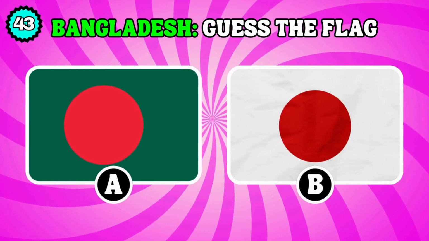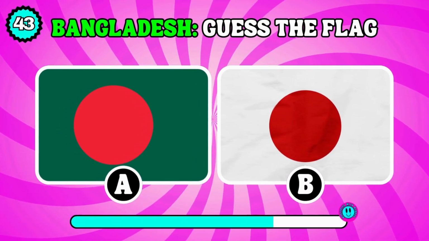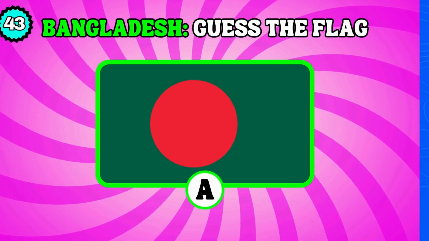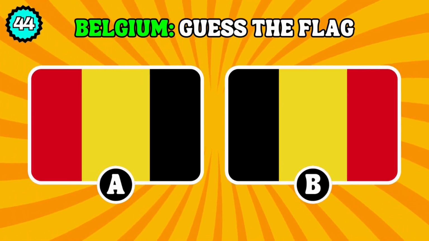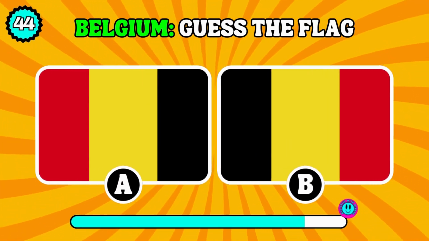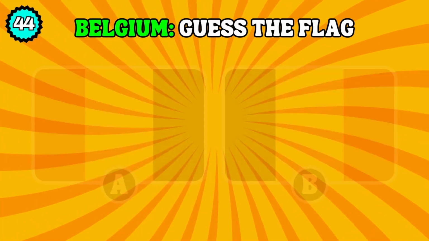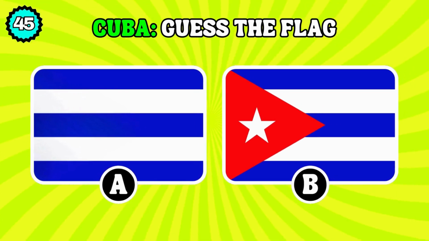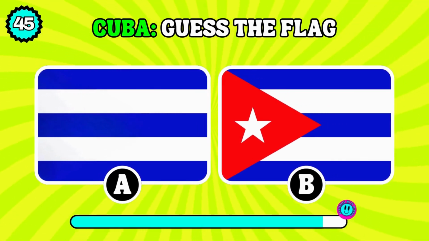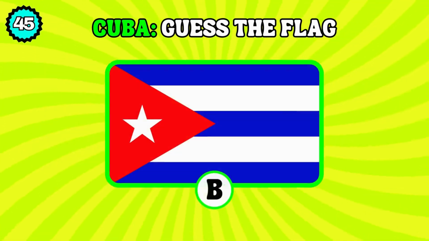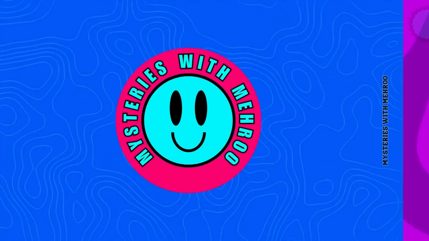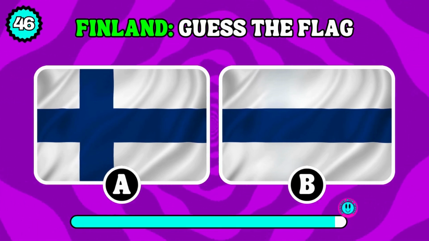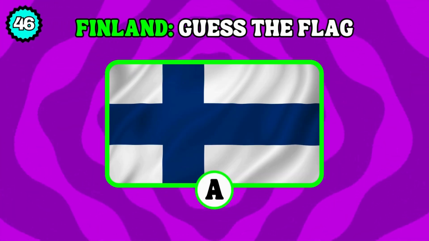Which one is correct? Pick it. Has the correct flag. Has the correct one. Option P. Finland. Which one is correct?